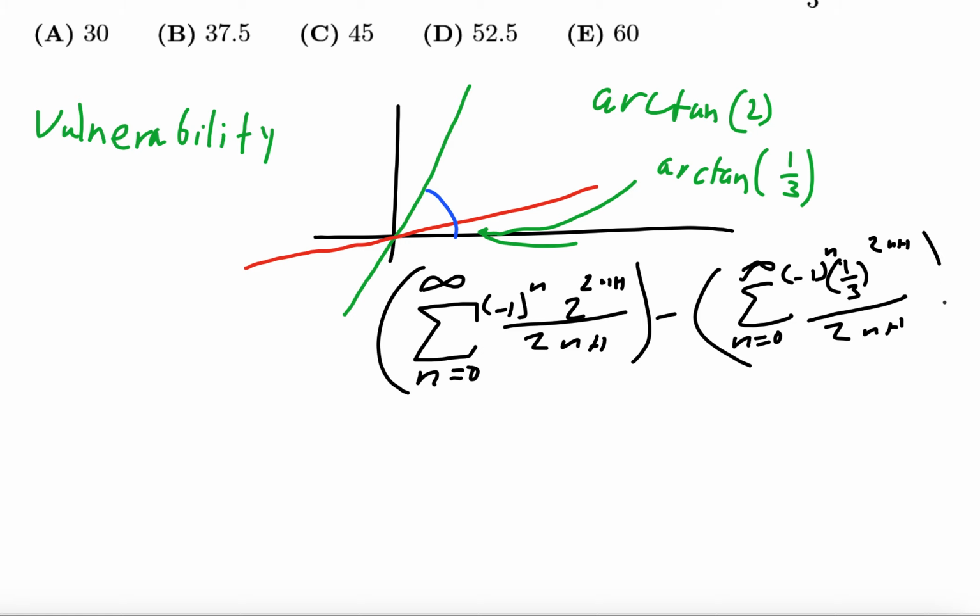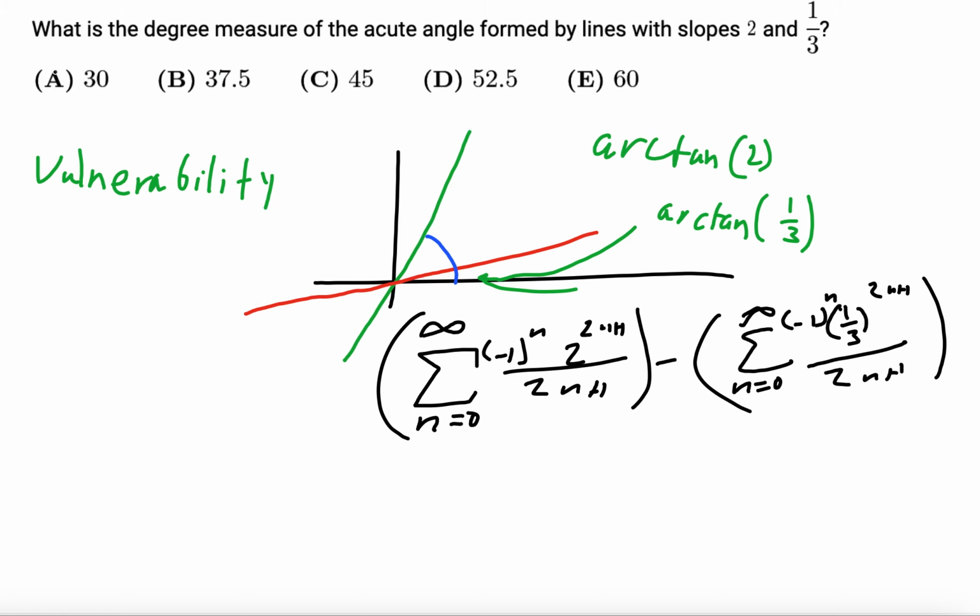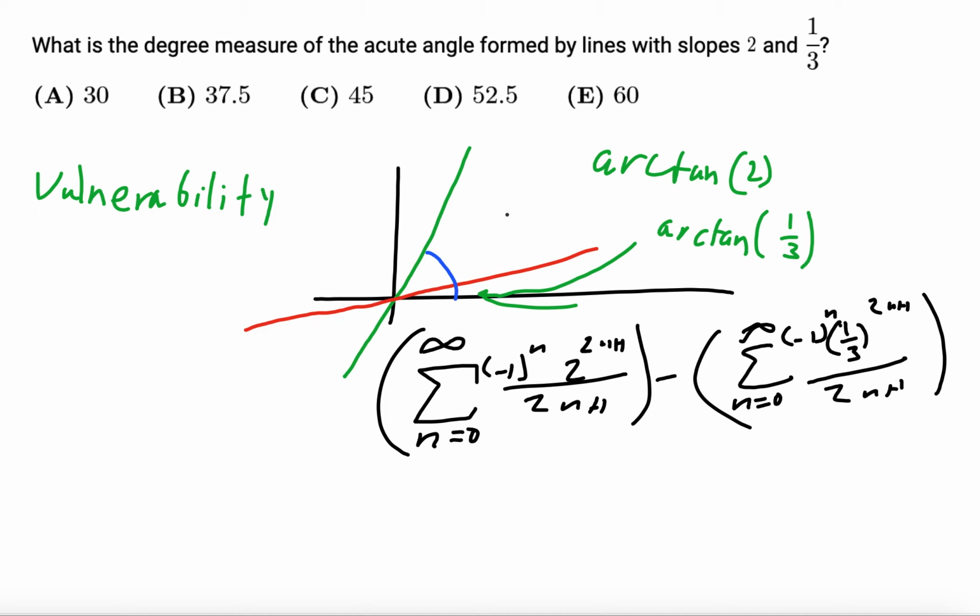Then I realized that the answers are in degrees, and this is going to give you an answer in radians. So I'd have to multiply by a conversion factor to get my answer. And so I eventually decided to just ballpark it and guess one of these options. Hint, it was B, and the answer is not B.